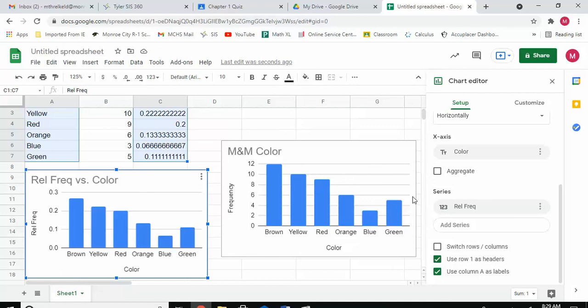Do the first one, then hold down Control and select the second one. The only difference is these numbers on the y-axis, right? Those are my relative frequencies instead of the number of times it showed up. But the heights of all my bars are the same. Okay, raise your hand if you need any help with that.